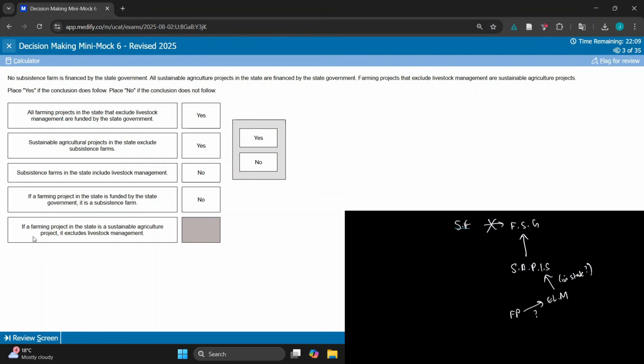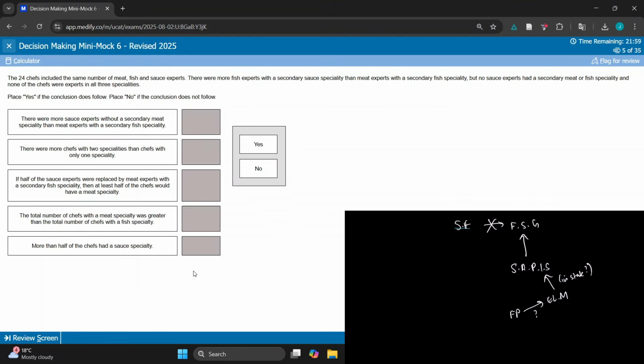Farming project is a sustainable agricultural project. It excludes. I think that's wrong as well because it's like the ABBA thing. So just because it's an agricultural project doesn't mean it excludes livestock management. We know all the livestock management are sustainable agricultural products.